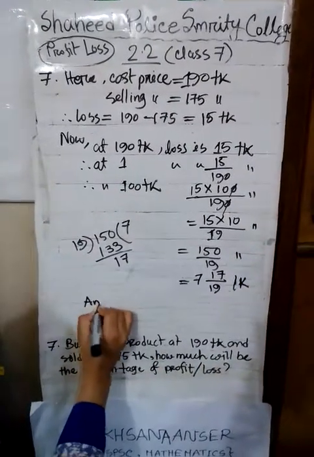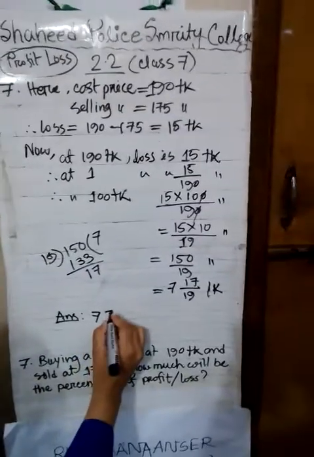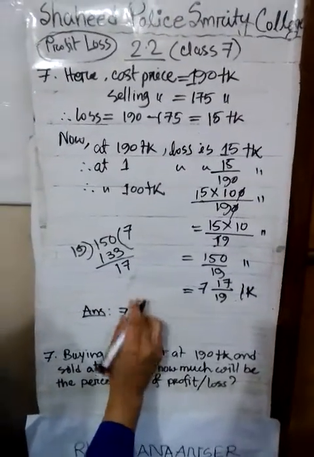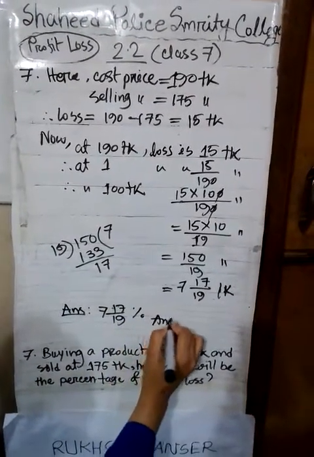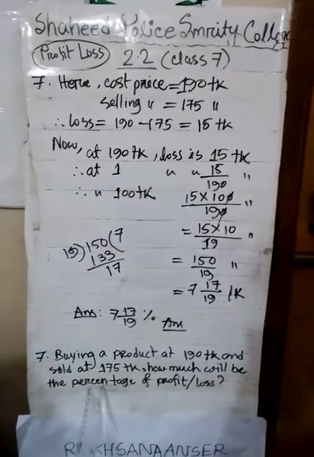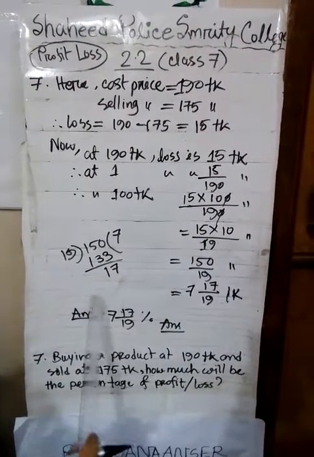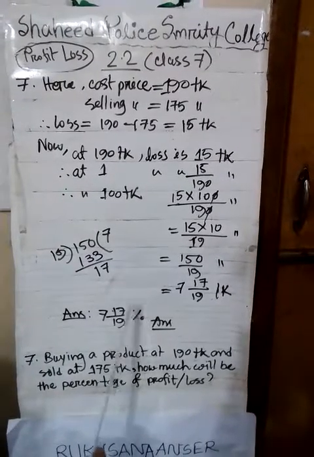and when we write the answer, we have to write 17 upon 19%. Here the answer was given in percentage. So at the time of writing the answer, we have to write it in percentage.